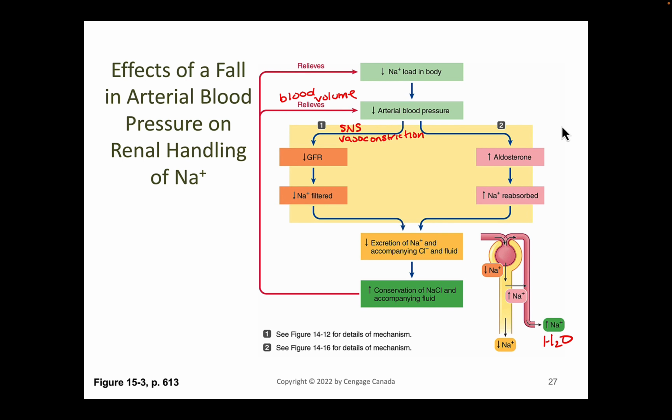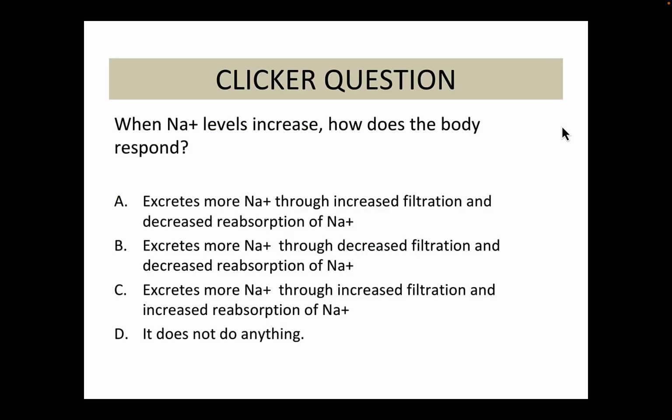But as we saw in recent clickers, the bigger concern in modern environments is not that we have too little sodium, but that we have too much. So when sodium levels increase, how does the body respond? Well, we just do the opposite. Instead of reabsorbing more, we are going to excrete more sodium by filtering more and decreasing how much we reabsorb. So we'll just get rid of it as much as we can. Now, obviously we're not perfect at this because a lot of us have elevated sodium and elevated blood pressure. So it's not a perfect mechanism.